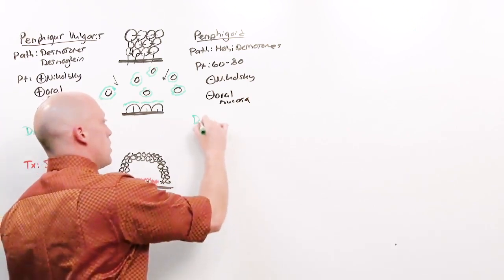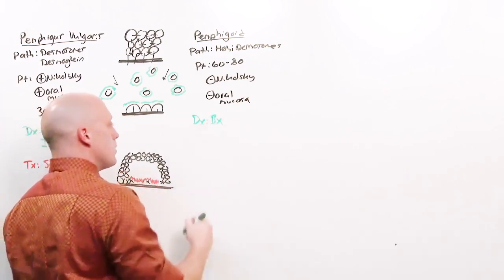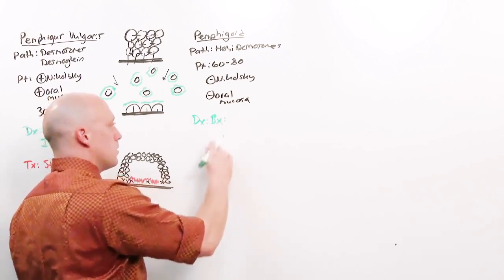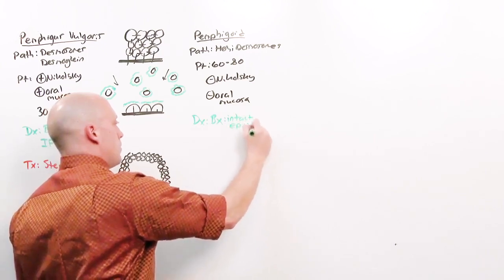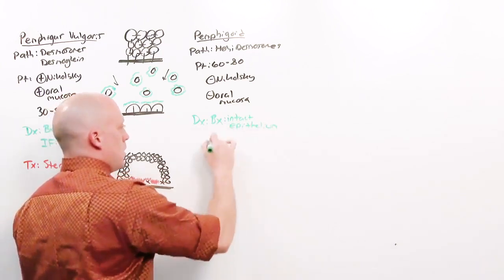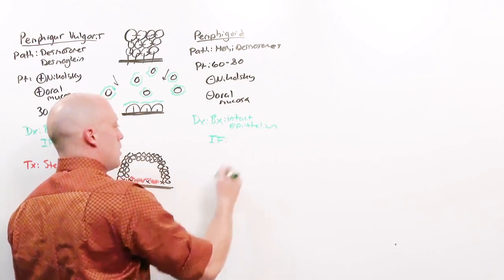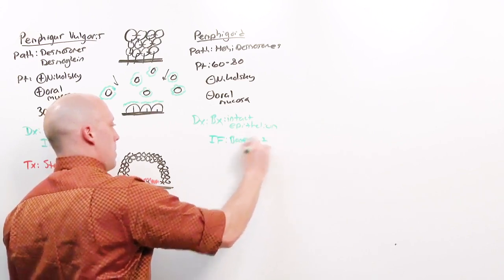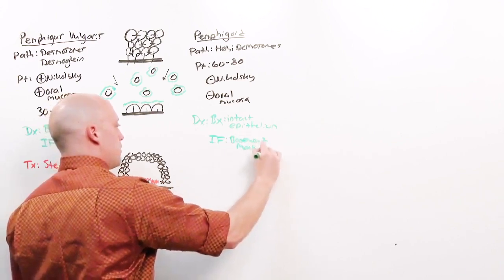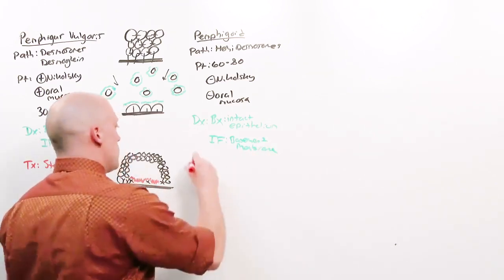You can diagnose it the same way, you get a biopsy. But now in that biopsy, you see an intact epithelium, and with immunohistochemistry, what you'll see is the basement membrane light up, but not the rest of the slide. Treatment here is with steroids.